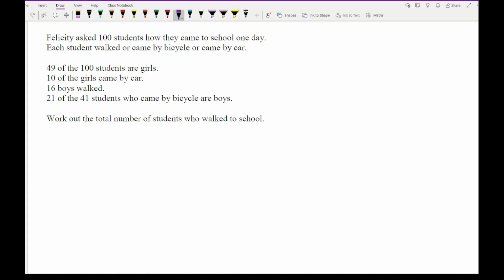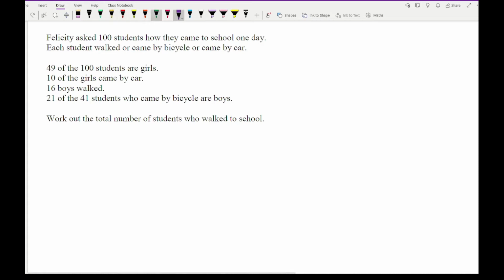So it says 49 out of the 100 students are girls, 10 of the girls came by car, 16 boys walked, and 21 of the 41 students who came by bicycle are boys. Work out the total number of students who walk to school. Now here it's not implied that we draw a two-way table, but again it might be implied either from your teacher or just by general practice of maths that a two-way table may be a good idea.